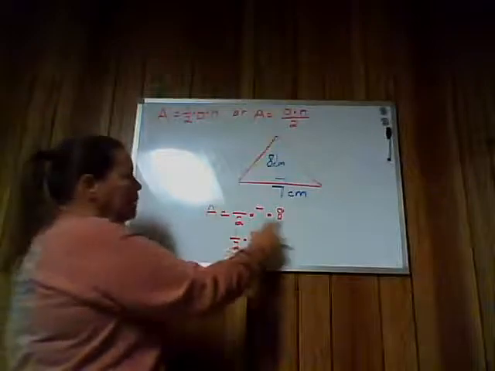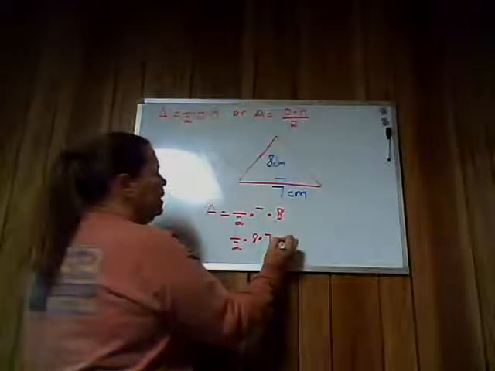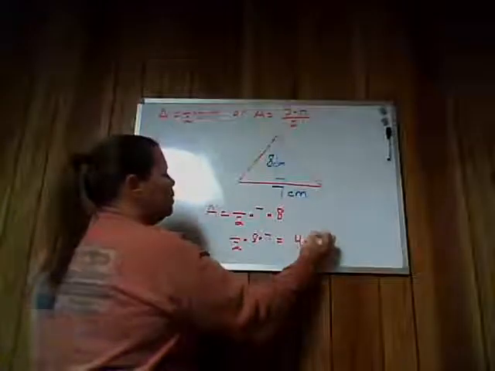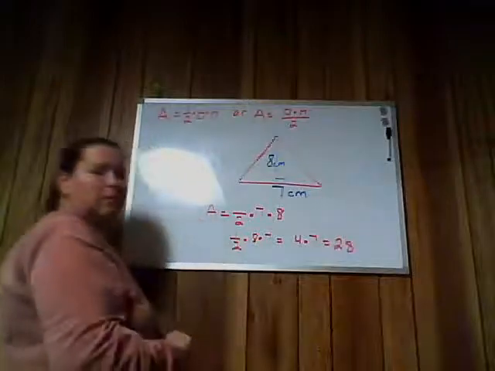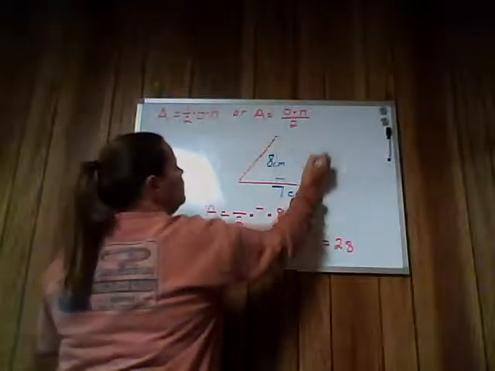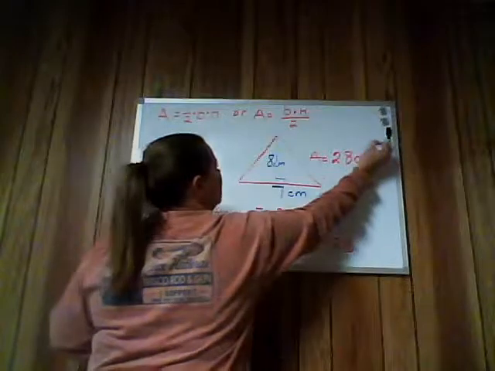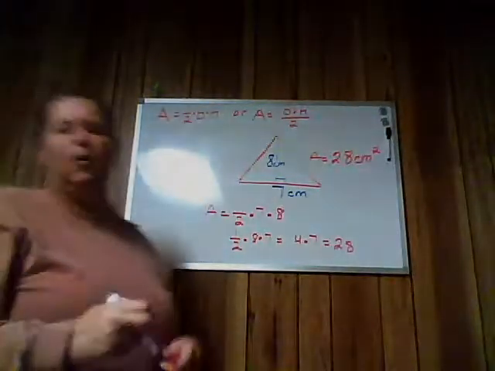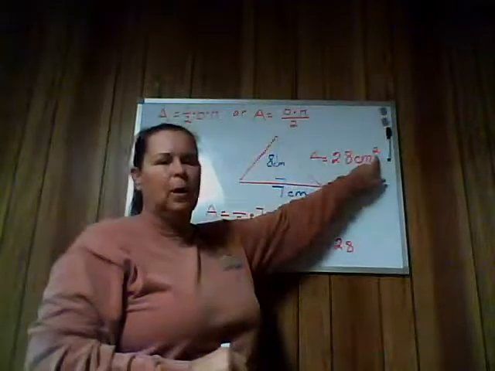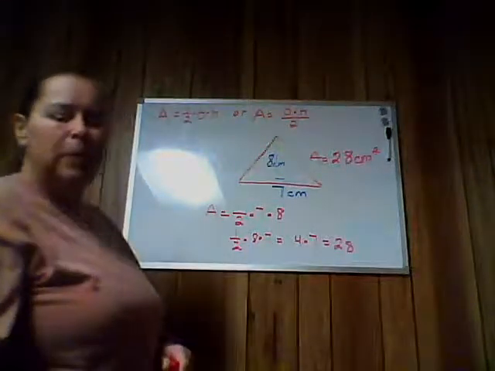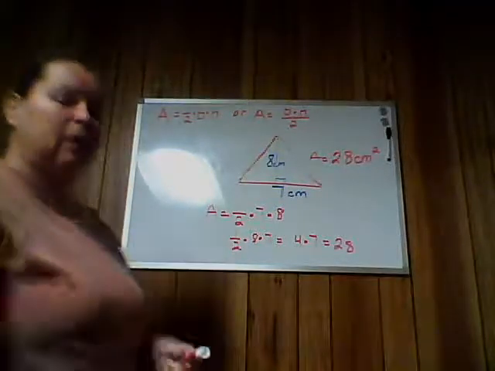And then if one of your numbers is an even number, then just ask yourself, what's half of 8? Well, half of 8 is equal to 4. 4 times 7 is going to give us 28. So that means my area for this triangle is equal to 28 centimeters squared. And remember, we put that square on the label. Anything when you do area always gets that square on the label. So if you want to copy this down, you can pause the video right now and then copy that down. I'm going to erase it.